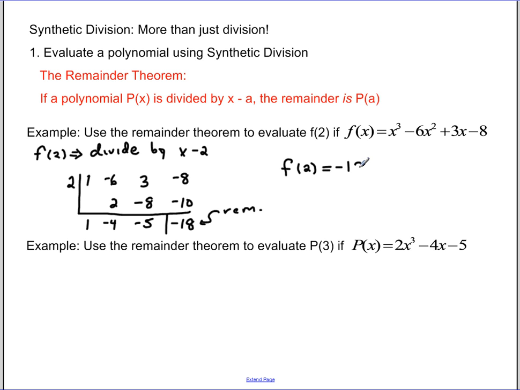So this is a really slick way of actually getting the value of the function at x equals 2. We just carry out the synthetic division, and this remainder is the value of y when x equals 2. Pretty cool. Let's try it with this one right here. It says to use the remainder theorem again to evaluate p of 3. What does that mean? I'll listen to you for a second. Yes. It means divide by x minus 3 again is our divisor.